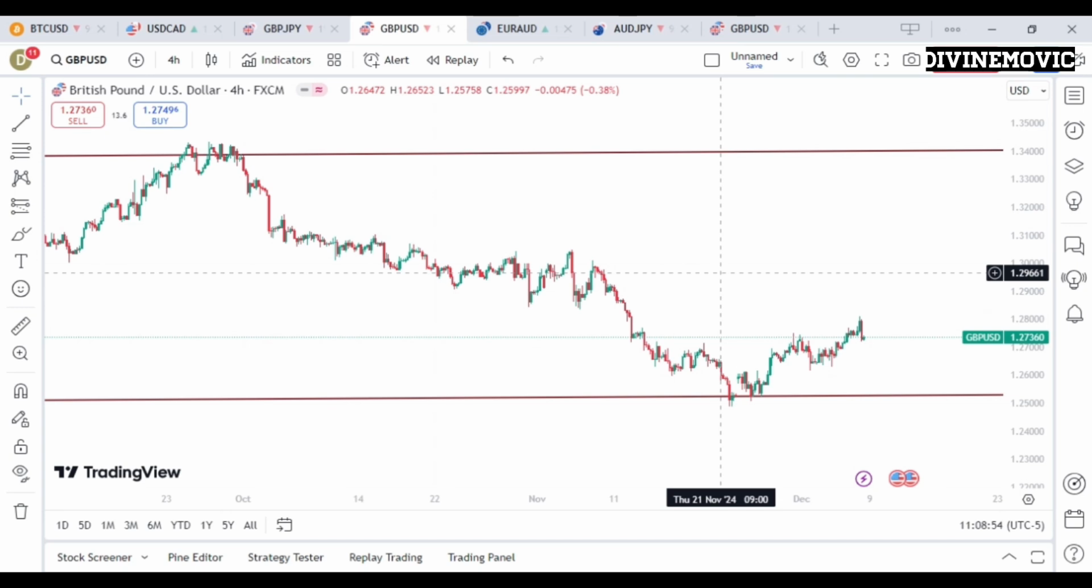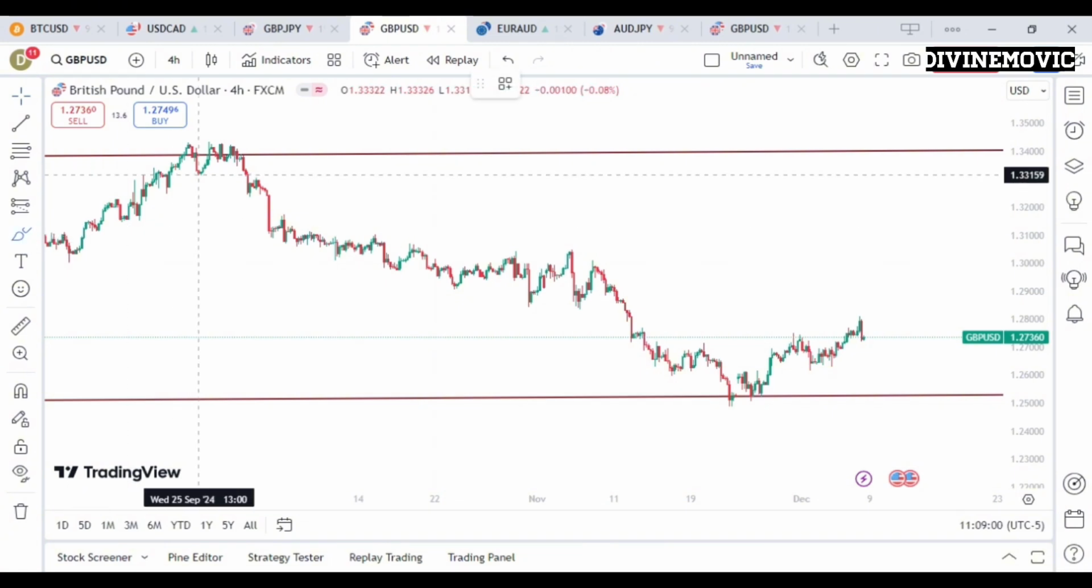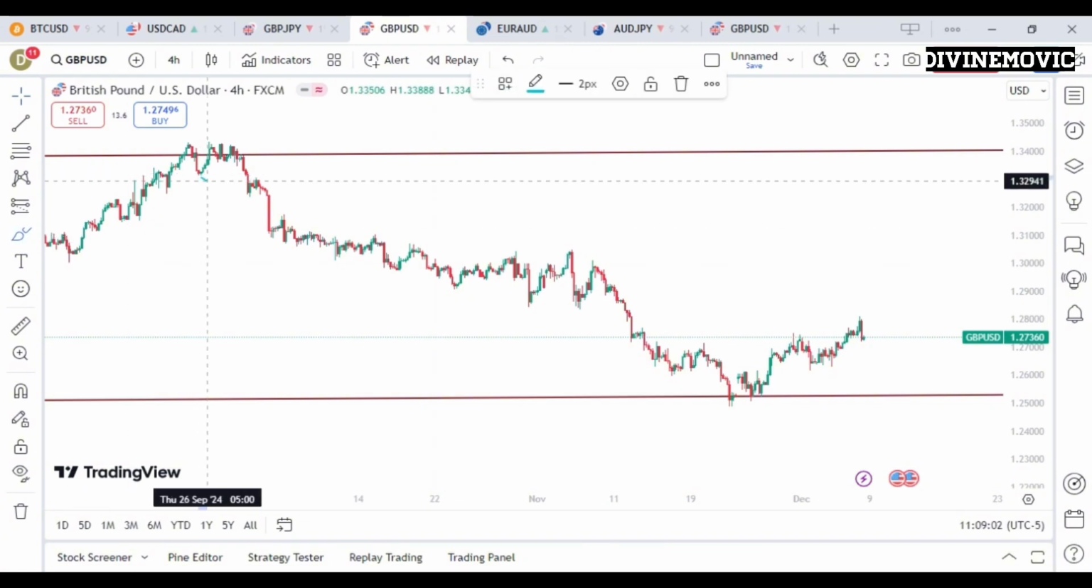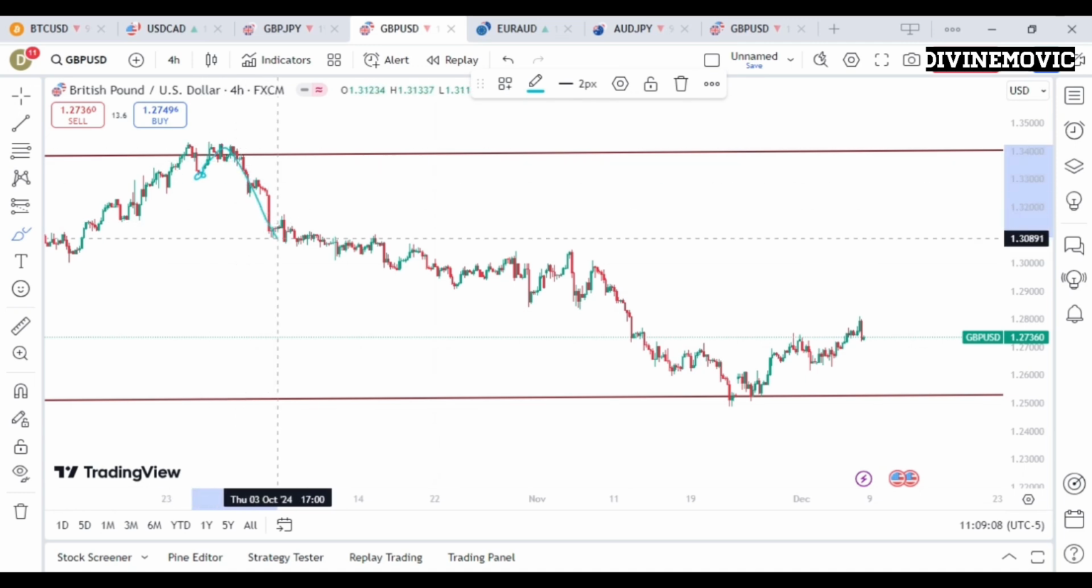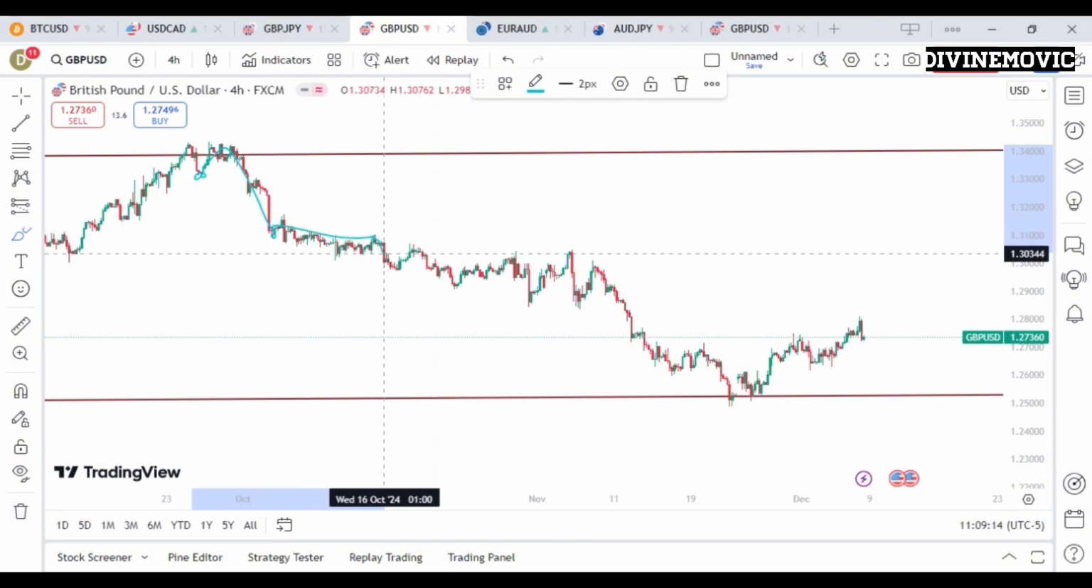And for us to understand market structure, we want to simply use our brush and identify the swing high and the swing low. And if you look closely here, this is the swing low that gave us this swing high. And this swing high gave us this swing low. And this swing low gave us a resting phase.